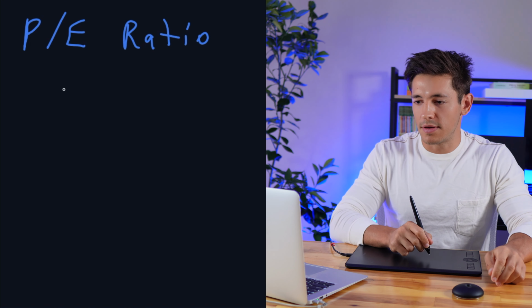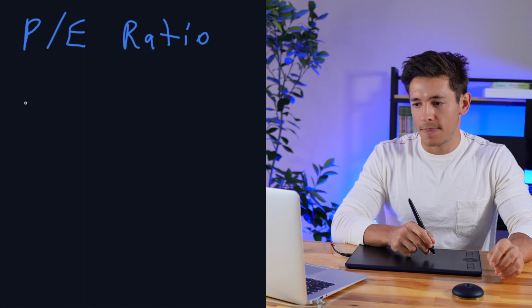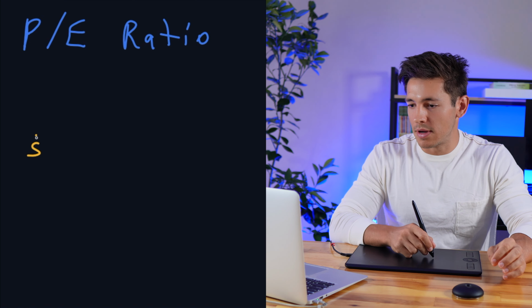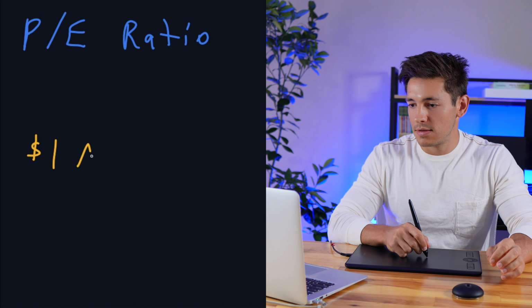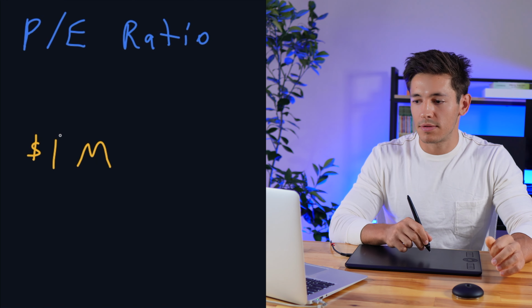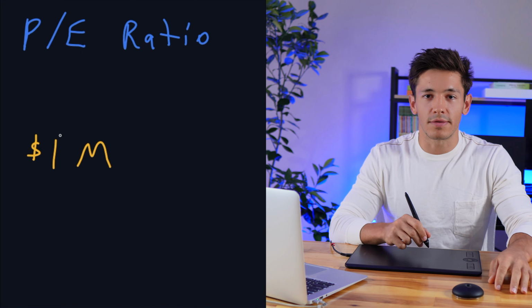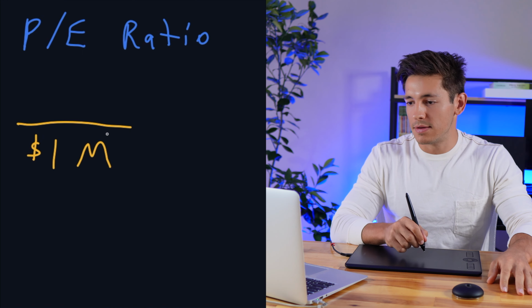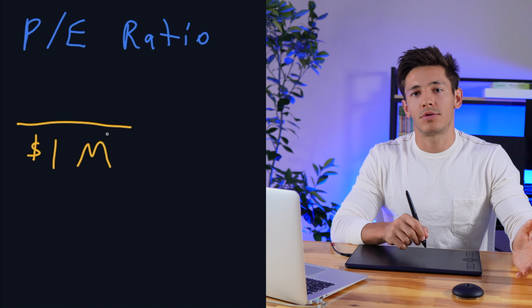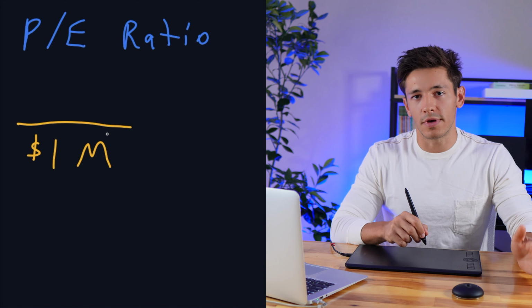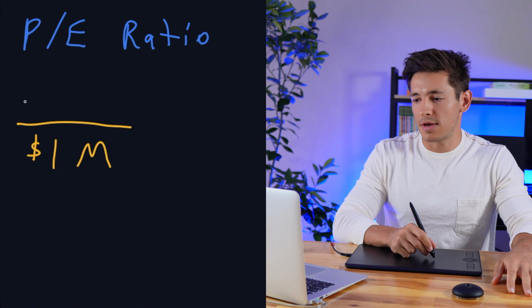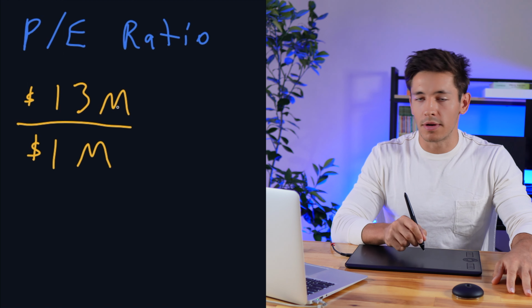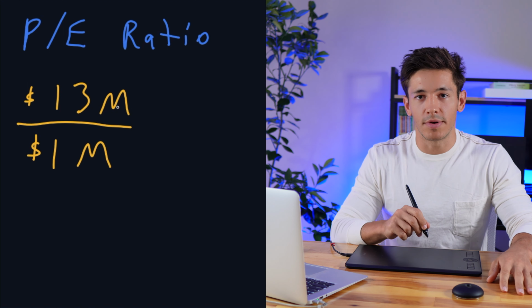Now let's look at a really basic example of a small business. And let's say that you're running a lemonade stand and you've made, let's say, $1 million in net income last year. So that would be your E, your earnings. And so it's a pretty big lemonade stand. And then you may be thinking, well, how much would I accept to sell this business? Well, let's say an investor comes by and offers you $13 million to buy the entire business.